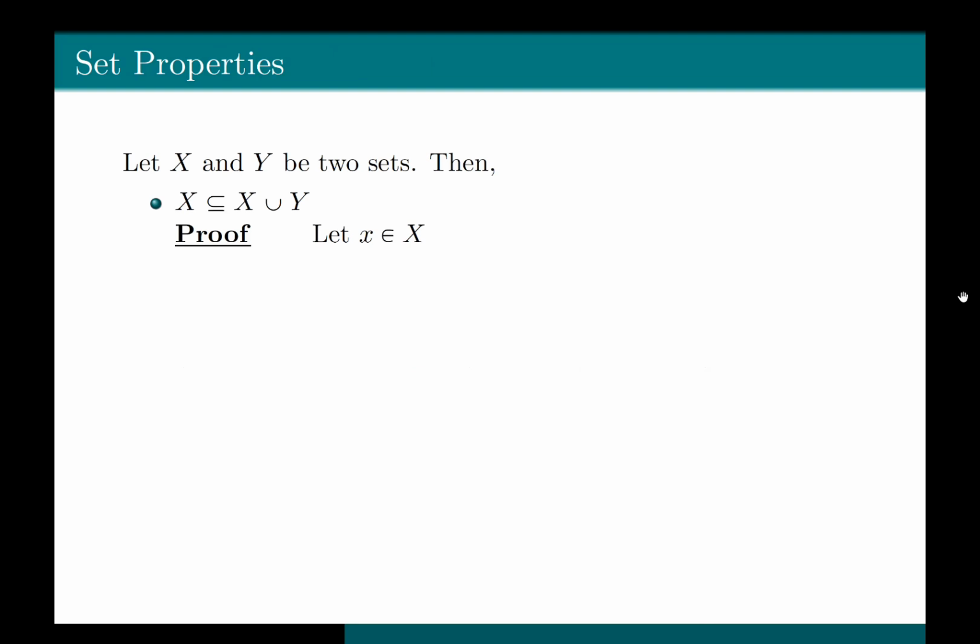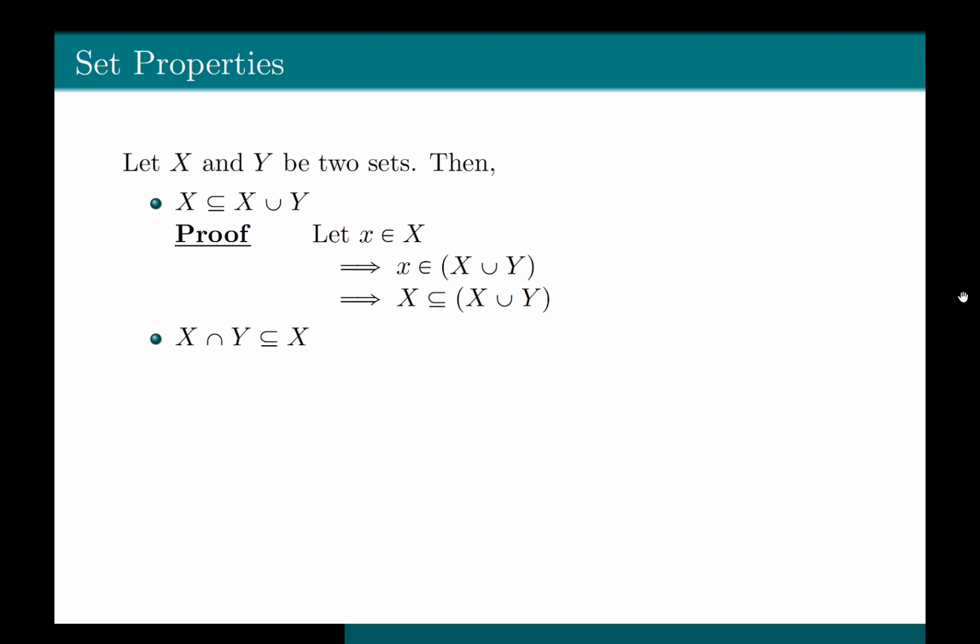So we start by taking an element small x in the set X. And now, if small x belongs to X, then small x will definitely belong to X union Y by the definition of union of two sets, because the union of two sets contains all the elements of both the sets. So if small x is in the set X, then small x will be for sure in X union Y. And since we have proved this, we have that set X is a subset of X union Y. Isn't it simple?